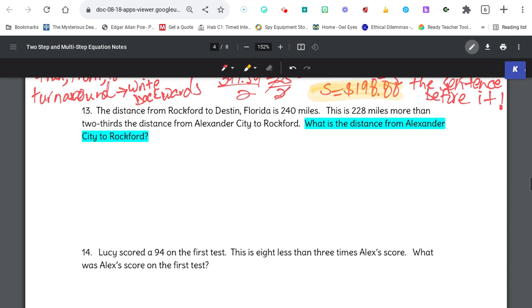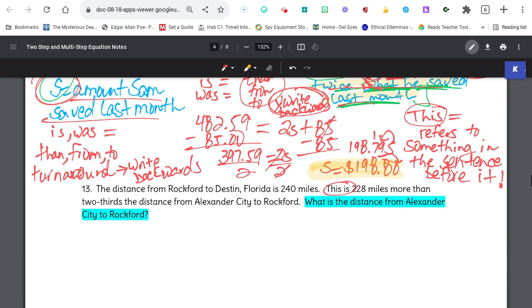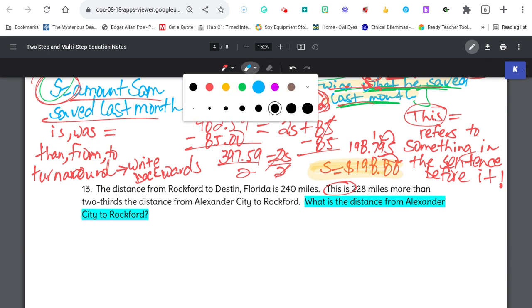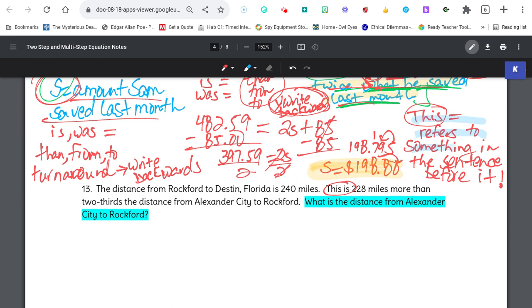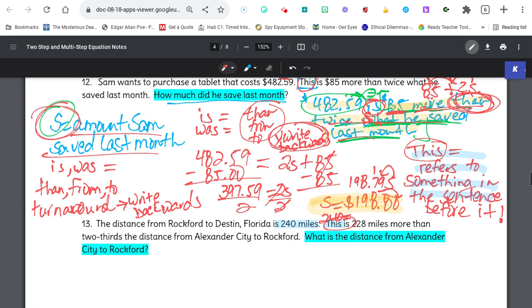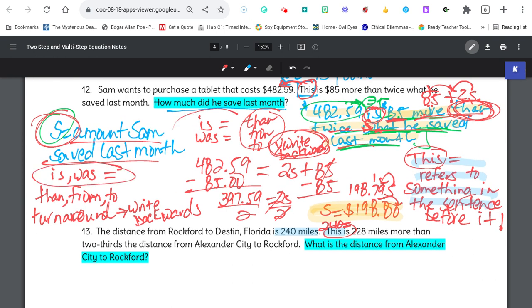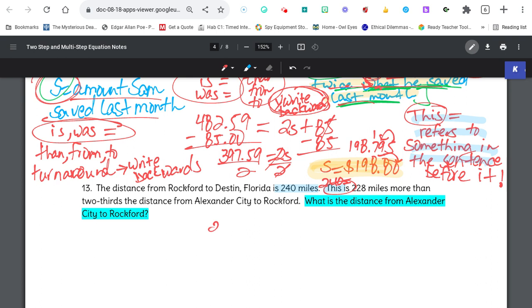Let's take a look at 13. The distance from Rockford to Destin, Florida is 240 miles. This, I told you right here, when you see "this is," it refers to something in the sentence before. So what's in the sentence before? The distance from Rockford to Destin, Florida. So that "this is" has to be 240 equals. "Is" equals. And I said that right here and right there, okay? So I know 240 is going to equal something.